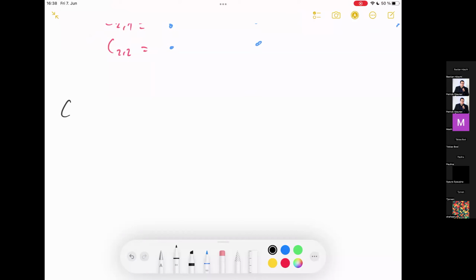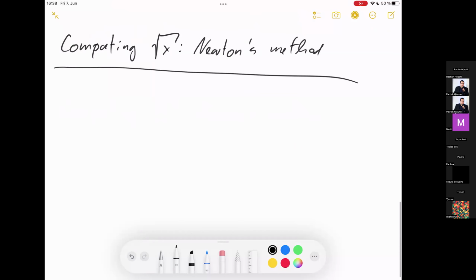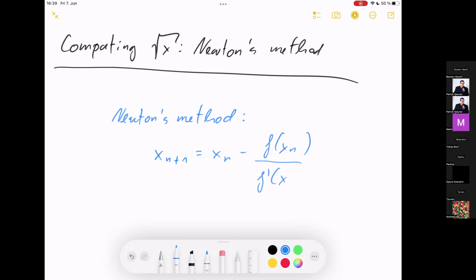So we call this computing square root of x, Newton's method. And what I just write down as a revision, because we will need it again, is Newton's method, because we will now apply this. So Newton's method: x of n plus 1 is x of n minus f of xn divided by f prime, which is the derivative of x of n.